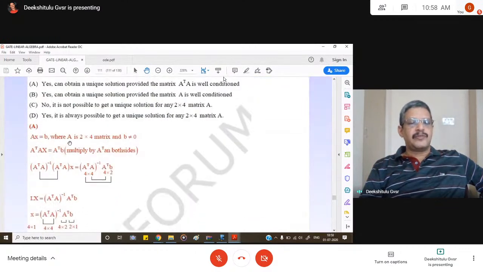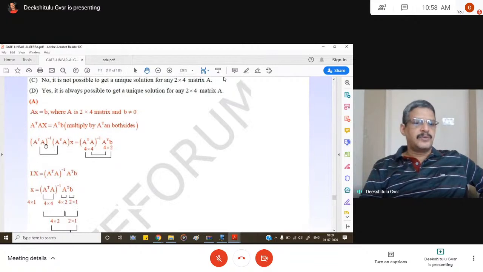Yes, by multiplying with A transpose. What happens? Ax is equal to B, B not equal to 0. Multiply both sides with A transpose. So A transpose Ax is equal to A transpose B. We multiply with A transpose A whole inverse on both sides, then A transpose A whole inverse into A transpose Ax is equal to A transpose A whole inverse into A transpose B. So A transpose A inverse into A transpose A is I, so Ix is equal to A transpose A inverse A transpose B.